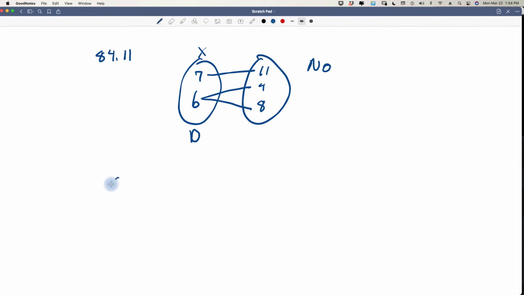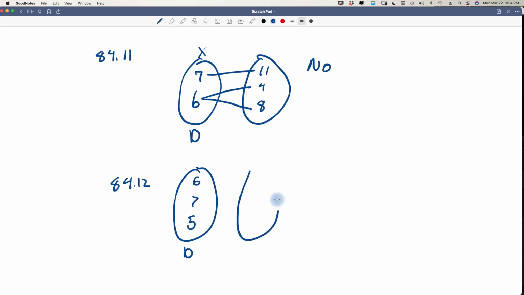One more. Let's do 84.12, and then we'll be done. We have a domain here, and we have 6, 7, and 5 in our domain. And in our range, 6 maps to 4, and 7 maps to 11. 5 does not have a y value. Is this a function? No. Is this a relation? No. Because this x value does not have a y value. So it cannot be either a function or a relation.